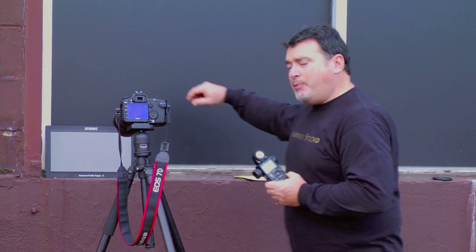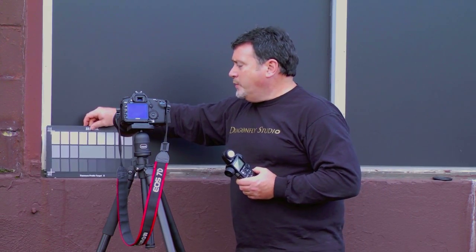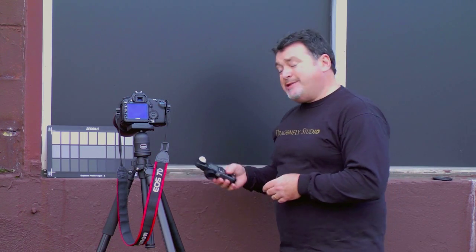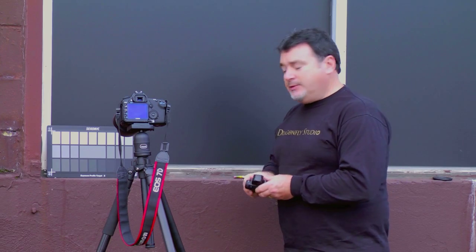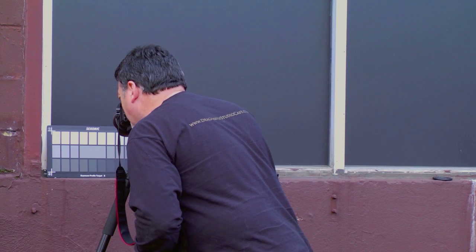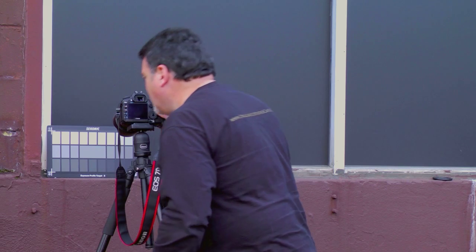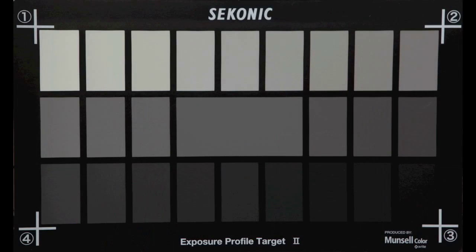Now that we've got that part done, I simply turn over the target, and we're going to use the reading from the incident reading, which in this case was 8 2/10 at a 60th of a second. That's going to be our first shot. I'm in full manual on the camera, and I take my first shot. Now that's the middle reading.